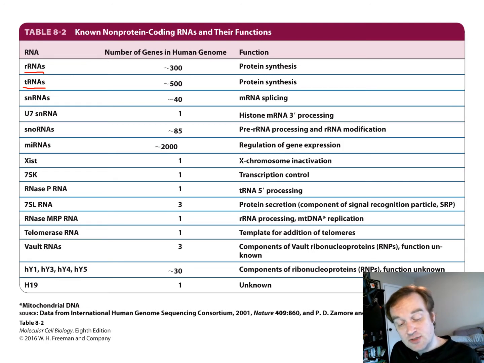We have small non-coding RNAs, which are involved in mRNA splicing, in addition to U7 snRNAs, which are responsible for the processing of the 3' end of mRNA. I'm not going to go through this entire list because there are a lot of them, but as you can see here, a lot of these RNAs that are not coding still have function. Just because they're not making a protein doesn't mean that an RNA that doesn't make a protein doesn't do anything. So there are roles for RNA outside of making proteins.